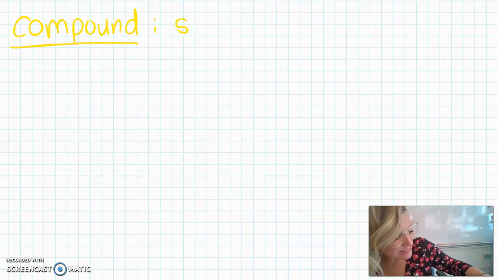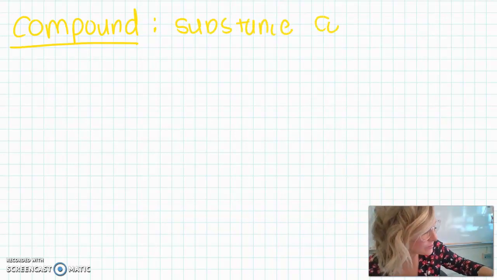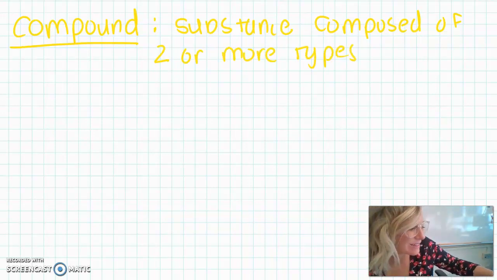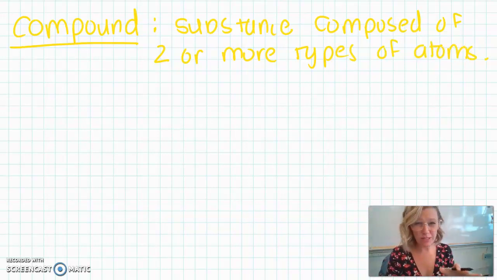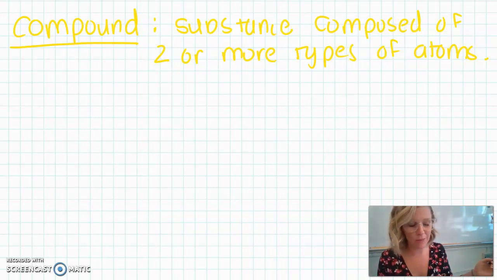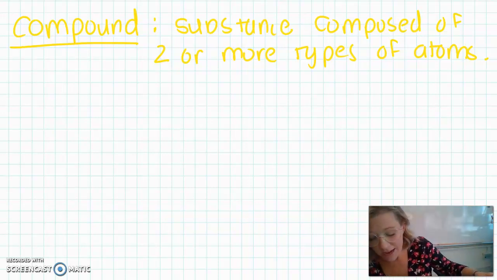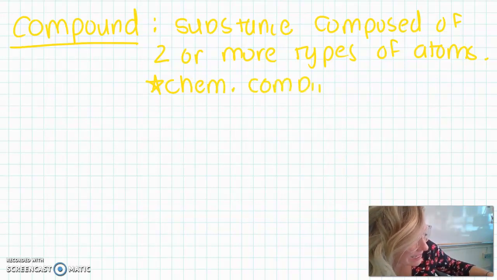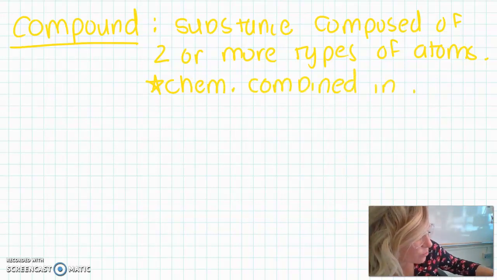And so a compound is a substance that is composed of two or more types of atoms. Not only is it composed of two or more types of atoms, but there's some more key information that we need, and that is that they are chemically combined in a fixed ratio. Okay, so they are chemically combined in a fixed ratio.